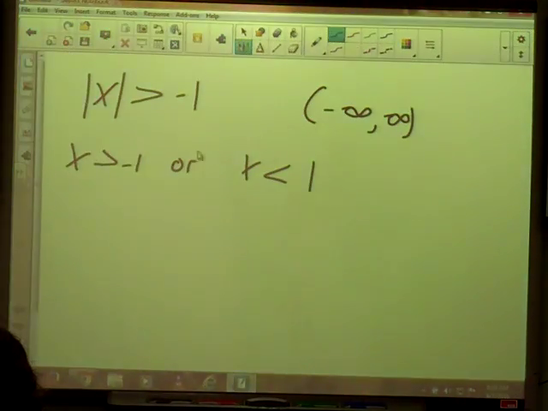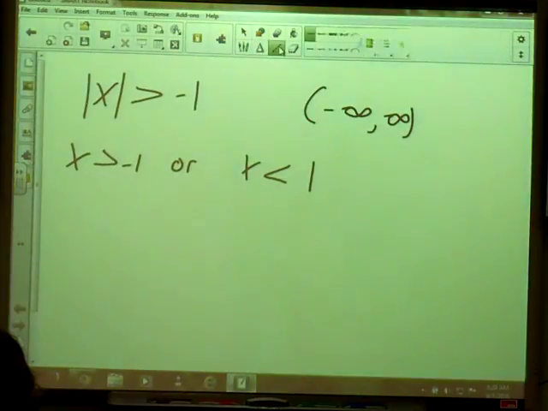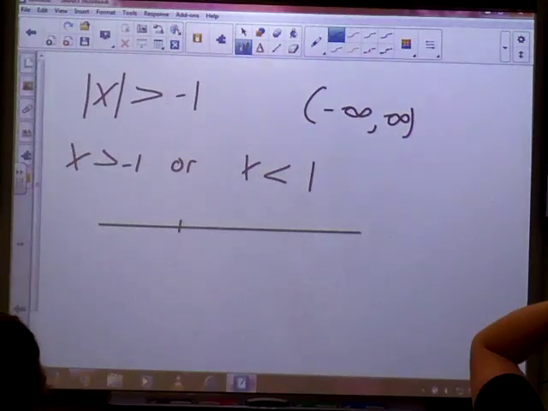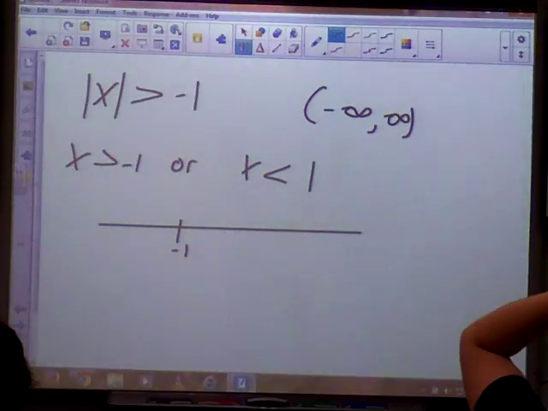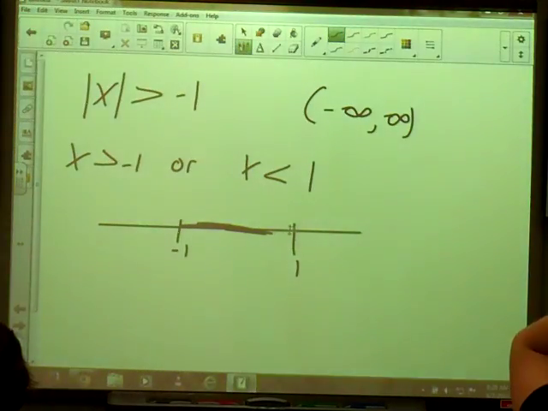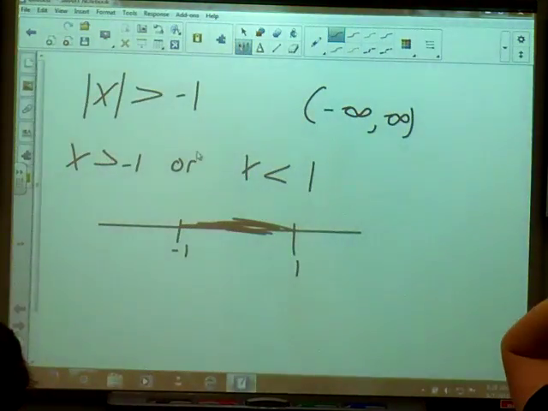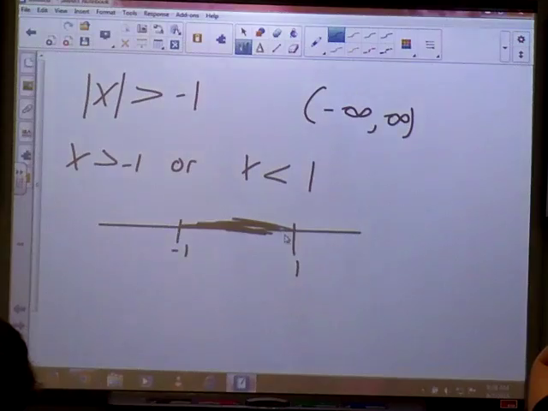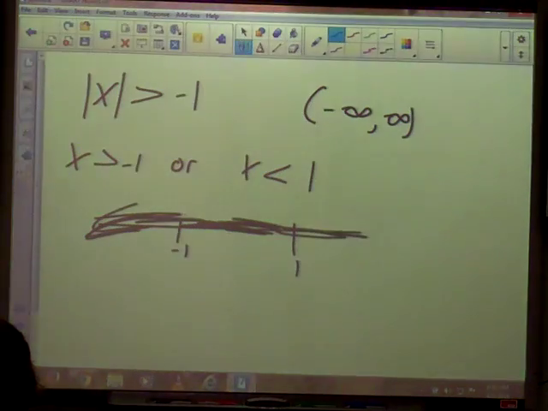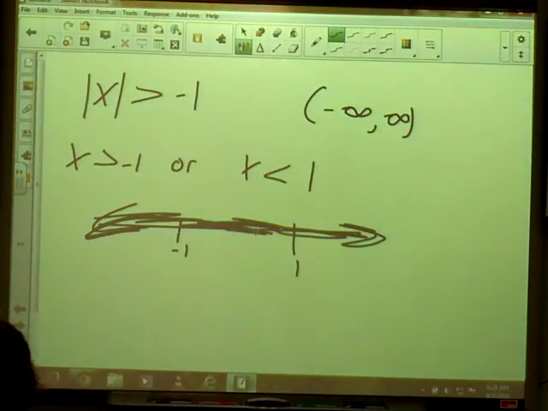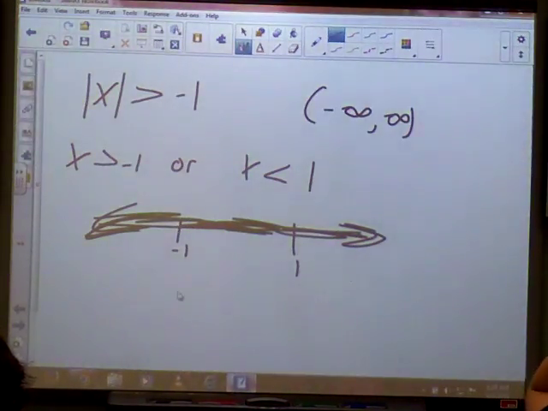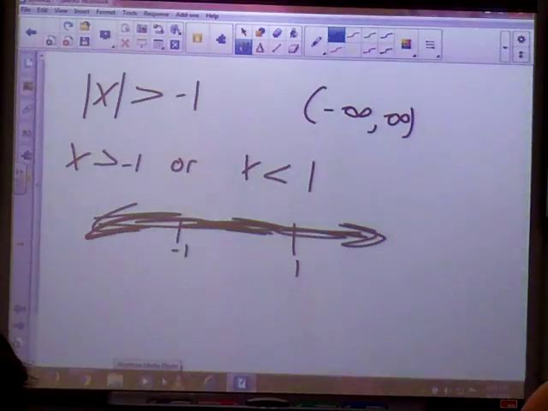Okay, so that's already solved now. After I wrote my two problems, there's no solving to do. Let's just look at that on our number line. Negative 1, greater than that would go that way. Less than that would go that way. But it's or, so do I have to stop here in the middle? Can't I keep going forever on both sides? Yep. If it were and, it would have just been that piece in the middle, but it wasn't. So that would be it. There's your negative infinity to infinity.